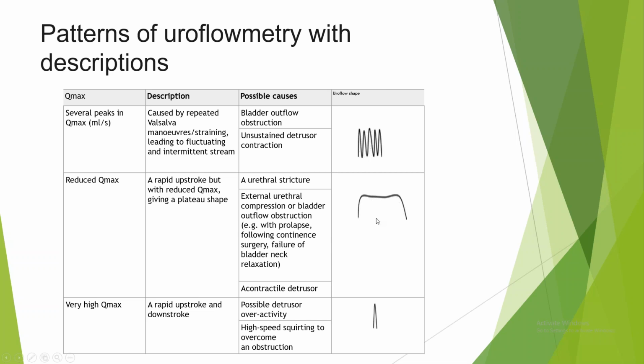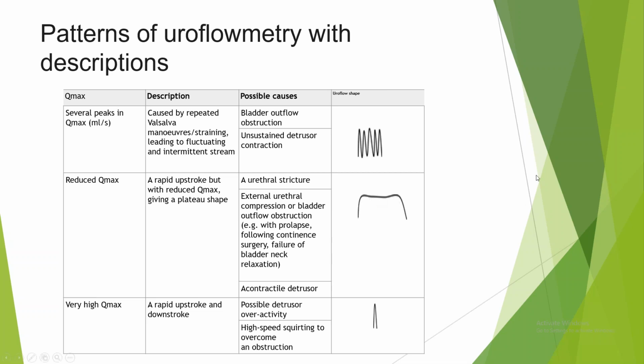Okay, then second is a very slow rise. Again, it is sustained, like a box, not a curve, but a flattened box-like shape. It also occurs in urethral stricture or compression from outside, like prolapse. So here the flow will be reduced. Normal flow rate should be more than 15 ml per second.